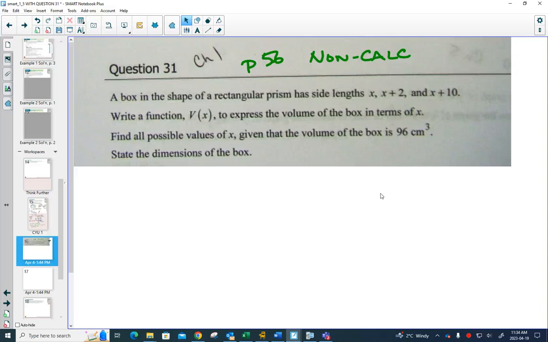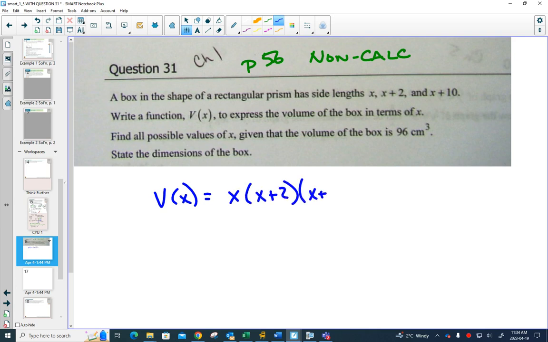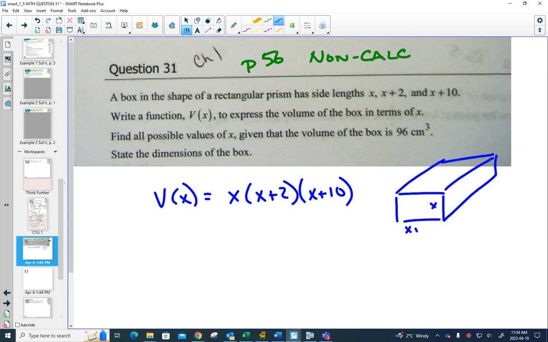This question has some similarities to the last one in that they want us to write a function for the volume, but that's really easy in this question because they gave us the lengths: x times x plus 2 times x plus 10. So again, you could draw a picture of this if you like to see a visual of what this box looks like. Now it says find all the possible values of x given that the volume is 96.